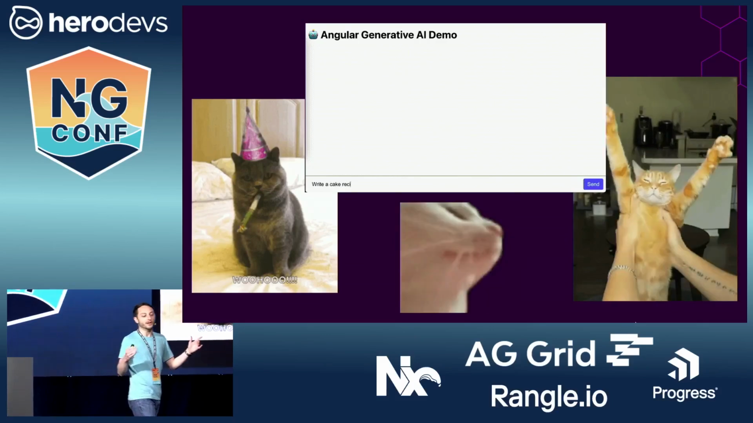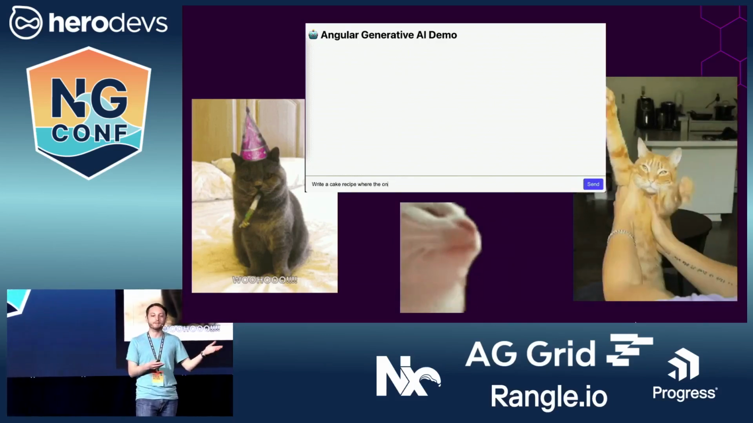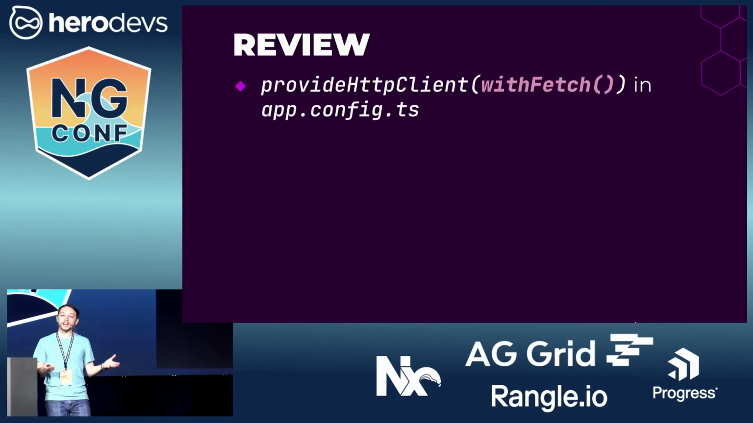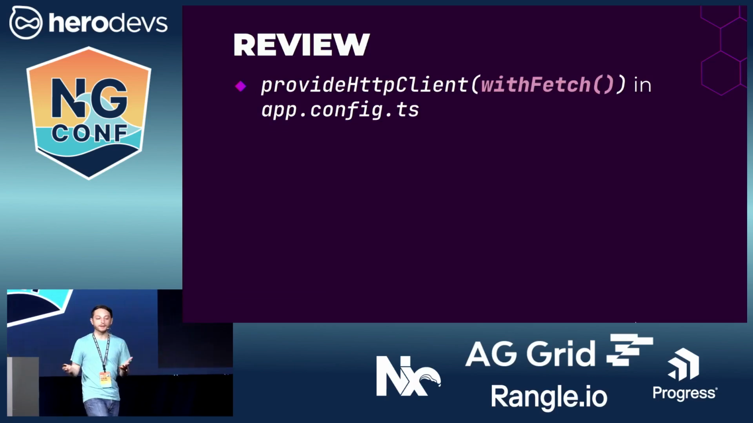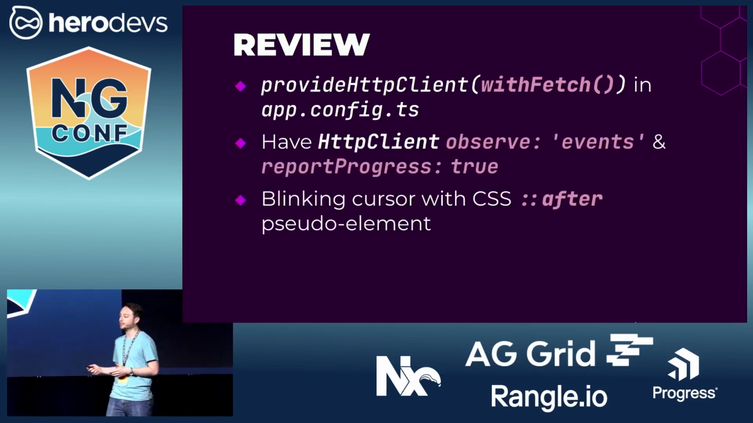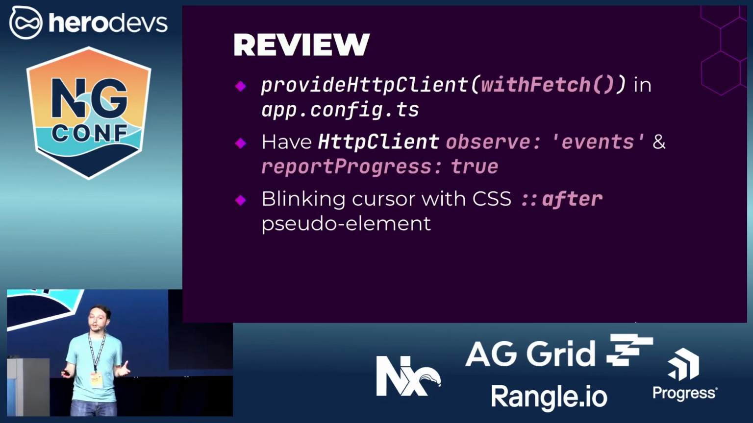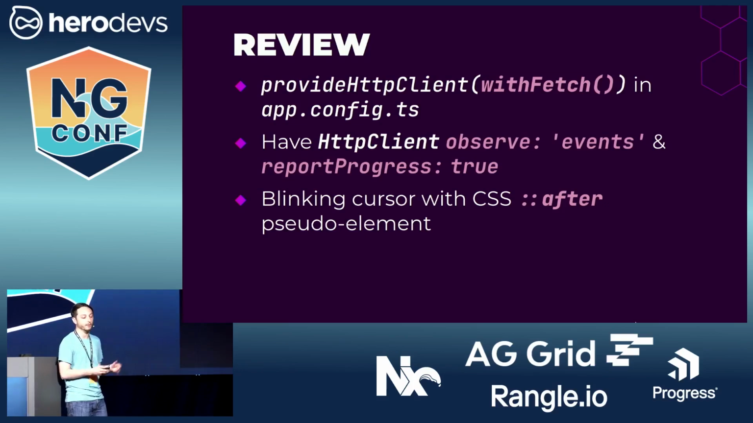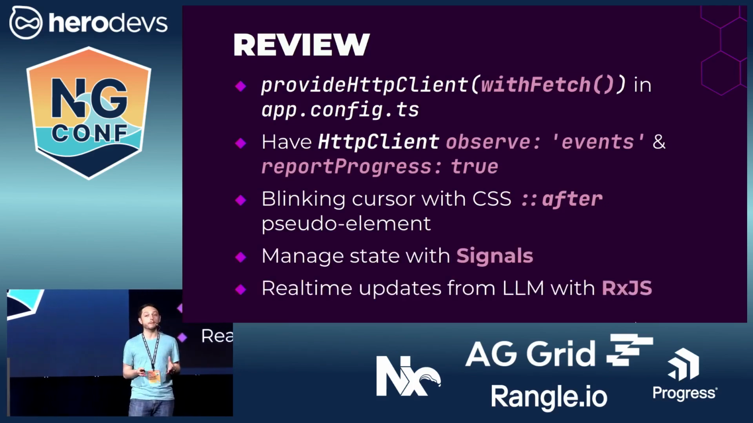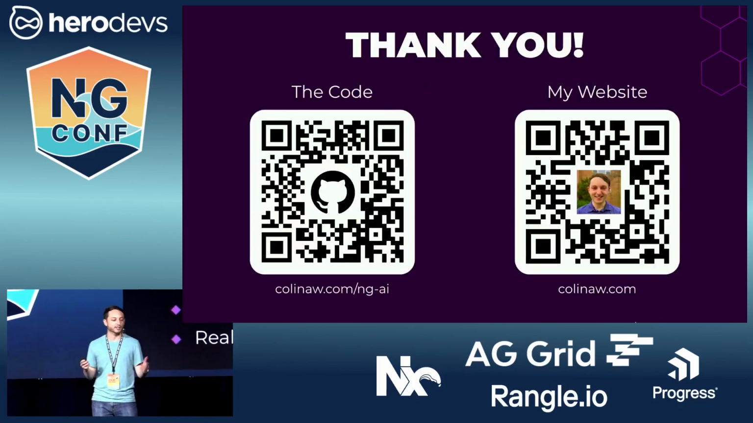And that's it. We now have a functional, clean AI chatbot experience in Angular. As a quick review, we provide the HTTP client with fetch in our app config. We have the HTTP client observe events and report progress. We create a blinking cursor using the CSS after pseudo element. We manage our state with signals. And we react to real-time updates from the LLM with RxJS.